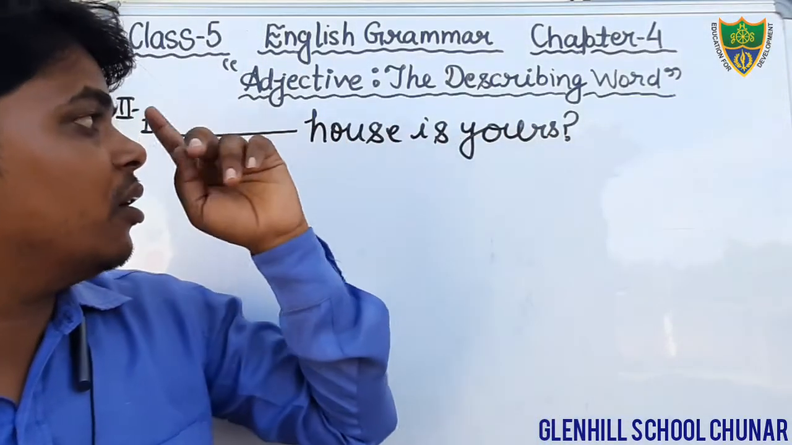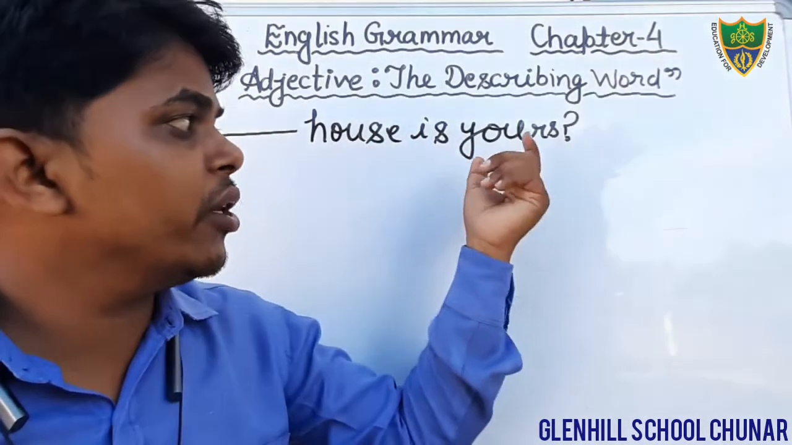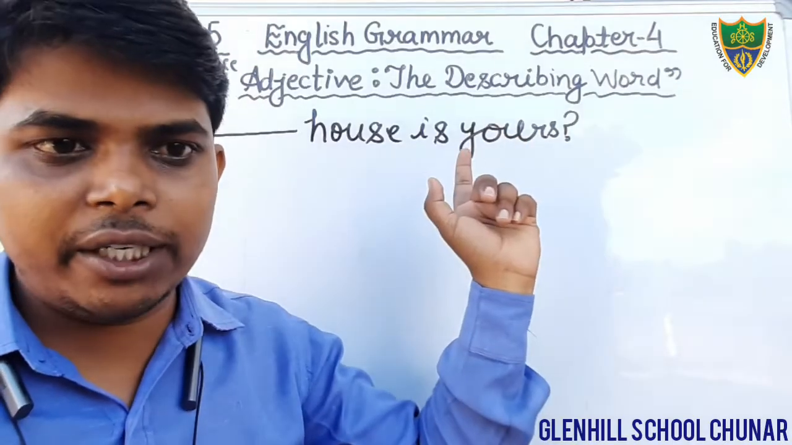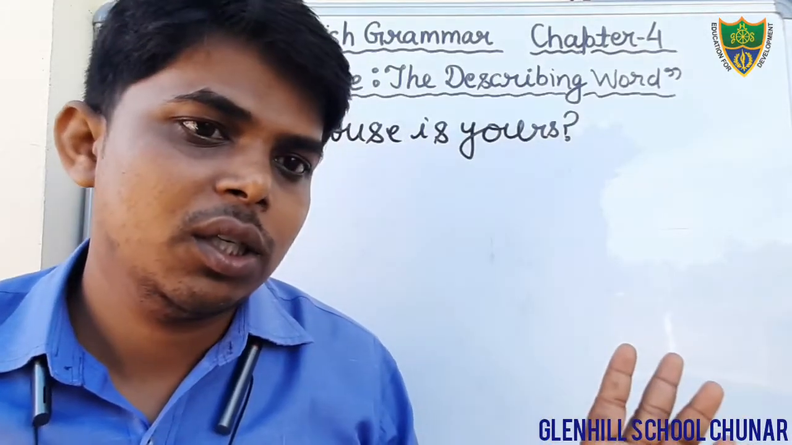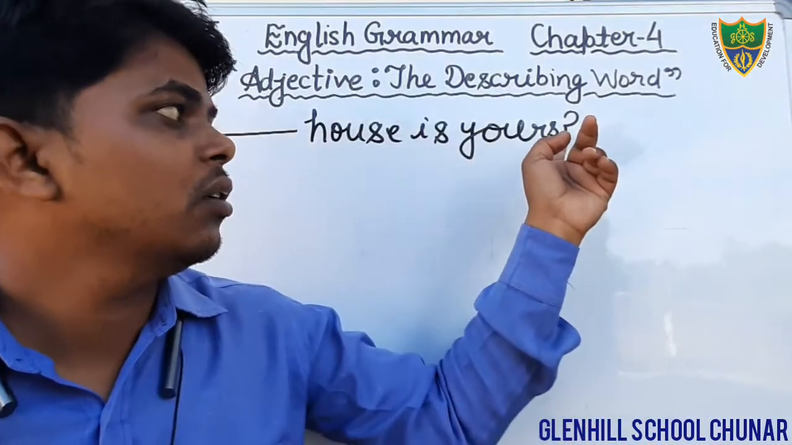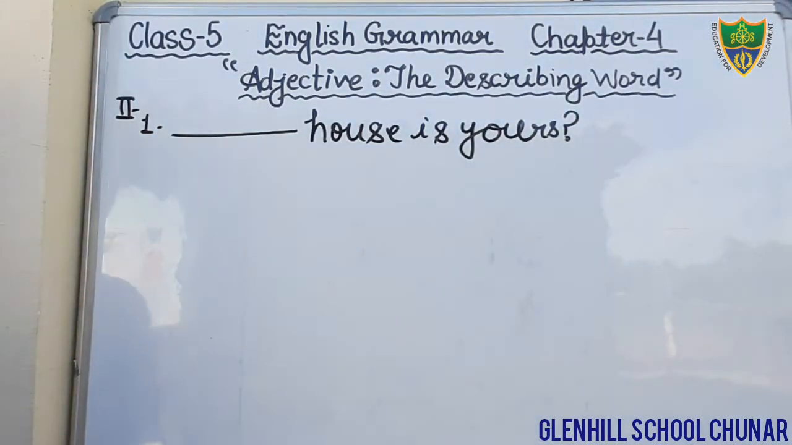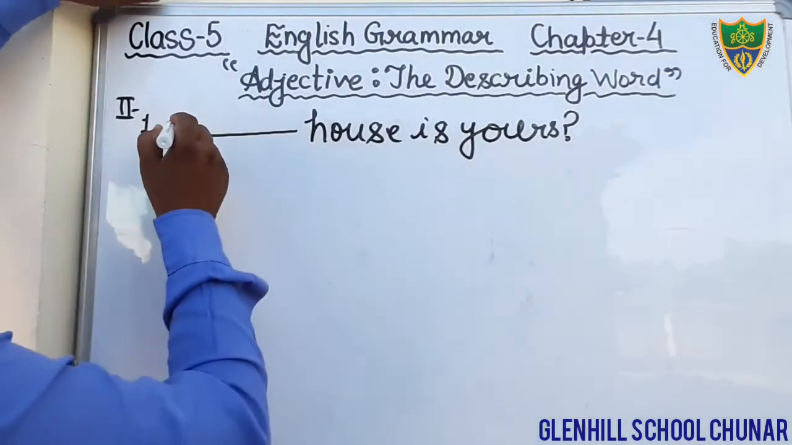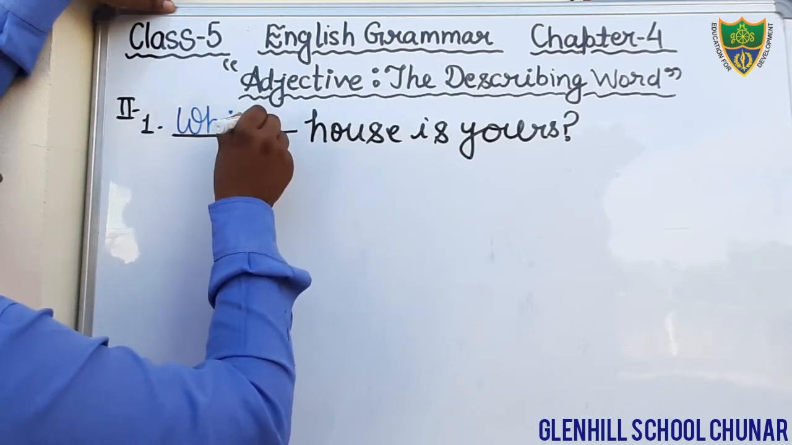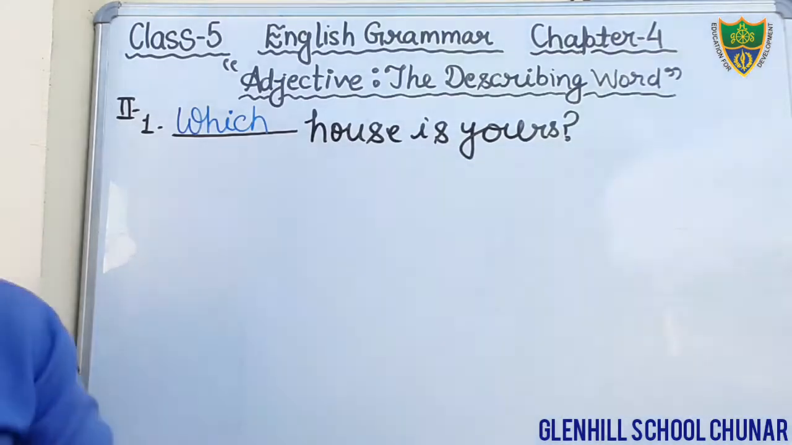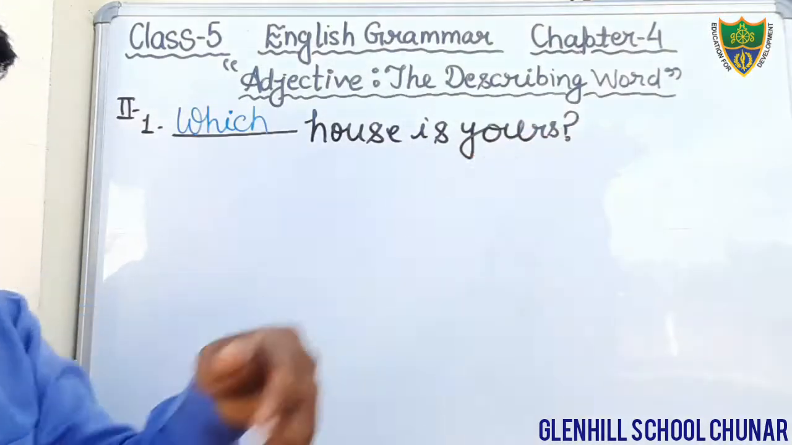Here, what kind of adjective is used? Interrogative adjective. And in the interrogative adjective I have told you which, whose, what. These words generally come in the interrogative adjective. So what would be the suitable interrogative adjective here? Which. Which house is yours? In the blank you will fill the word which, because the word which is used to ask a question. That is a WH word.